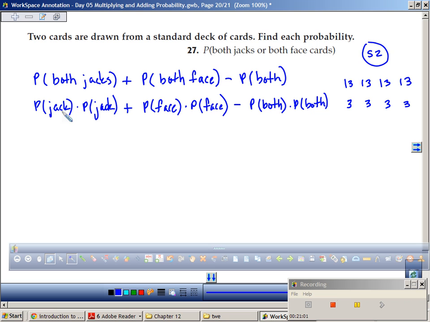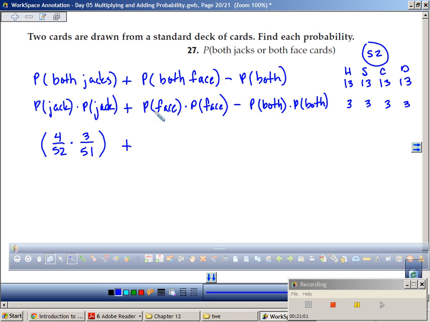So the probability of pulling a jack would be, there are 4 jacks. There's 1 in each one of these suits. If this is hearts, spades, clubs, diamonds. So each one of these suits has a jack. That would be 4 out of 52. And multiply another jack. Well, I already picked 1. So there's 3 out of 51 left. That's like its own event right there.